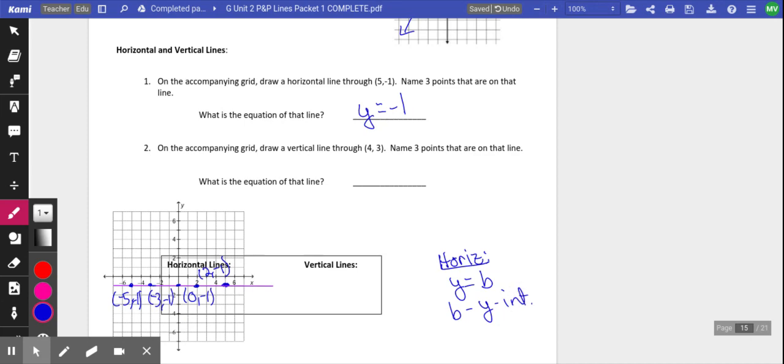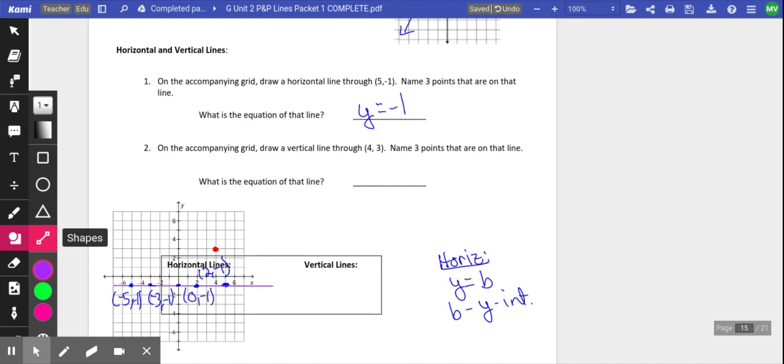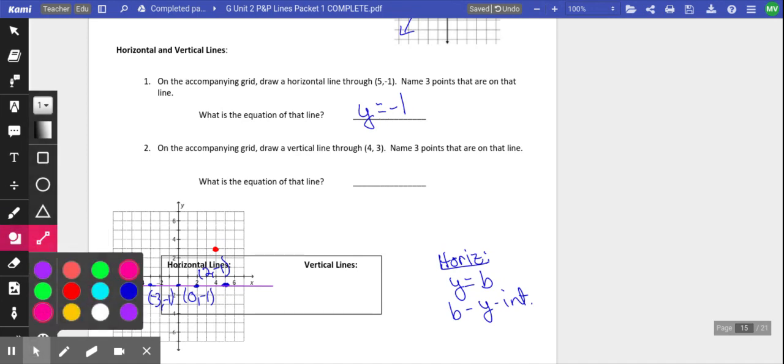Now I'm going to make a red point, which is 4, 3. So I go over 4 and up 3. And then I want to make a vertical line. Vertical lines go up and down. And so I'm going to make that pink. And so my vertical line is this pink line.